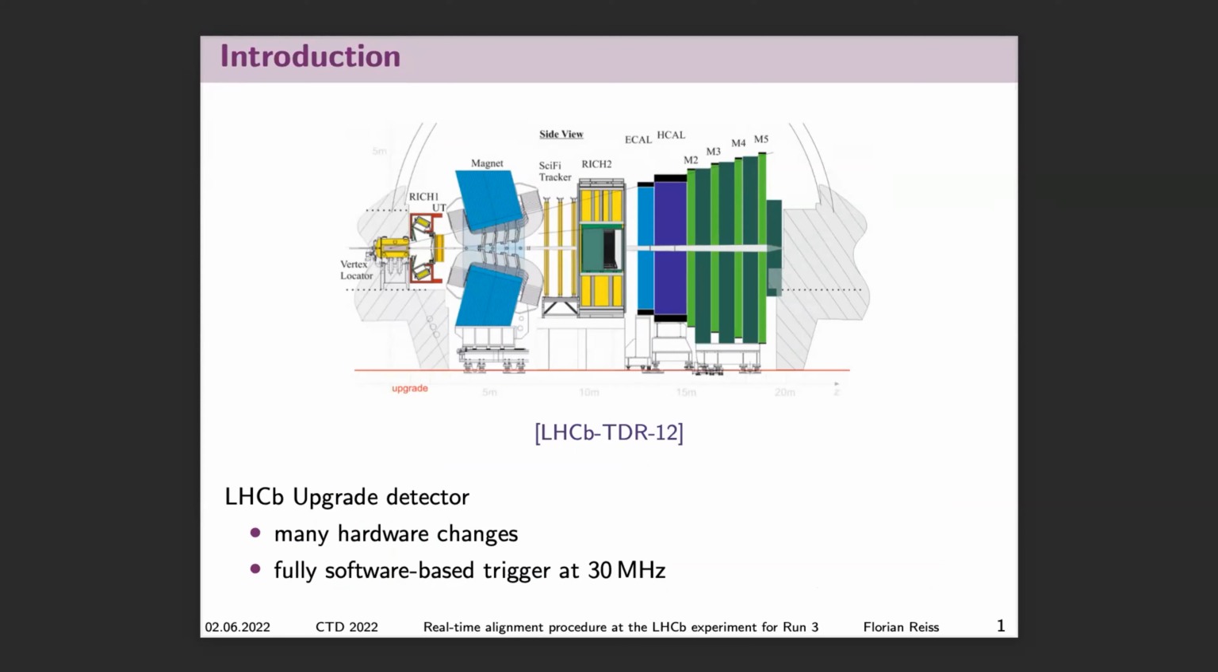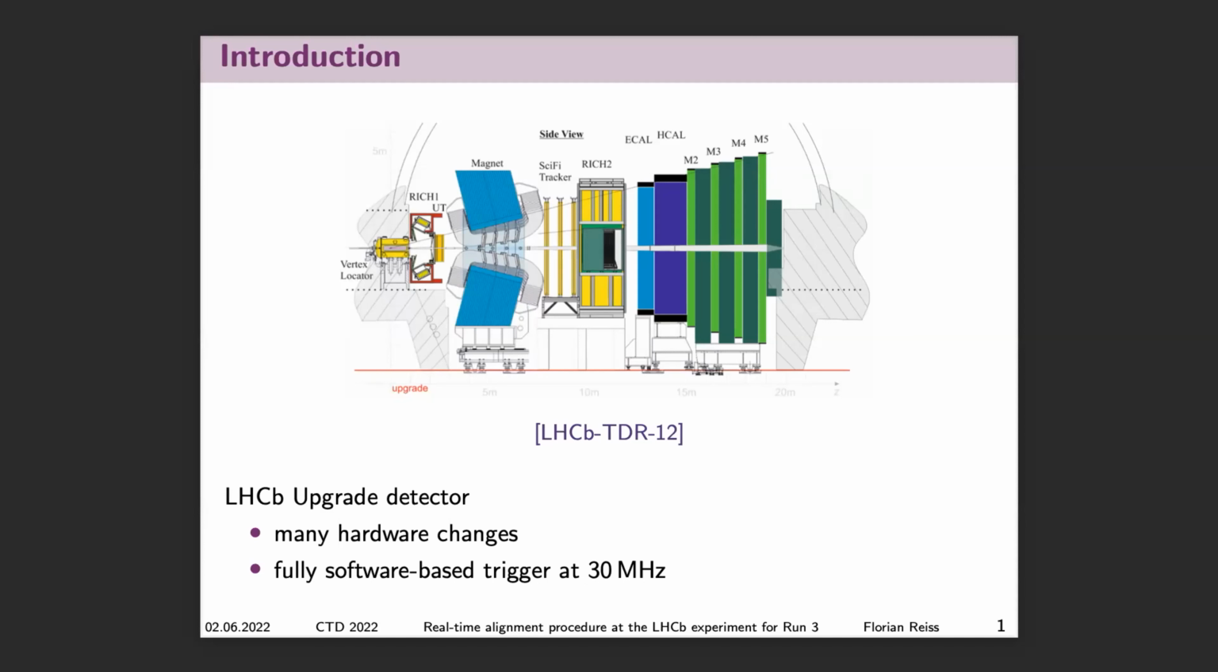So we have this detector in the forward direction, where we have the vertex locator around the interaction region. We have the UT before the magnet and the SciFi tracker after the magnet to measure the momentum. We have the two RICH stations and the electromagnetic and hadronic calorimeters for particle identification, and finally the muon stations to reconstruct and identify muons.